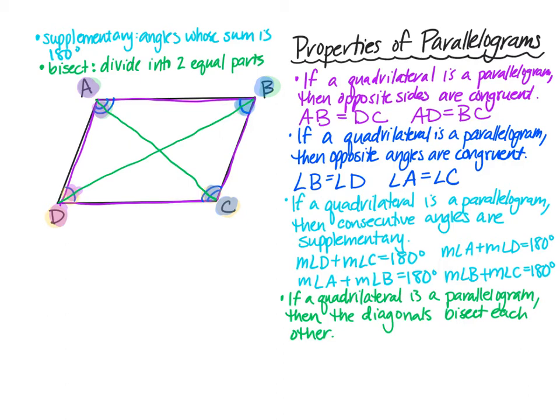Notice that they intersect right here at this point, but that intersection creates four different smaller segments. So we would have to name that intersection. Let's name it E, since we haven't used that name yet. We can see here that AE and CE have the same length, and we can also see here that DE and BE have the same length.